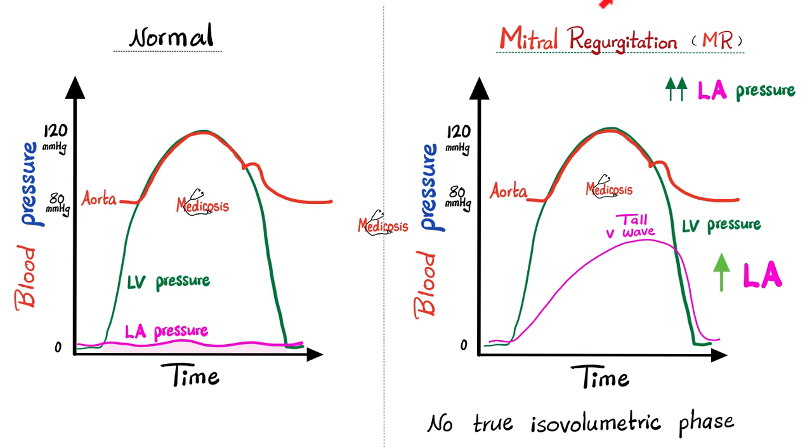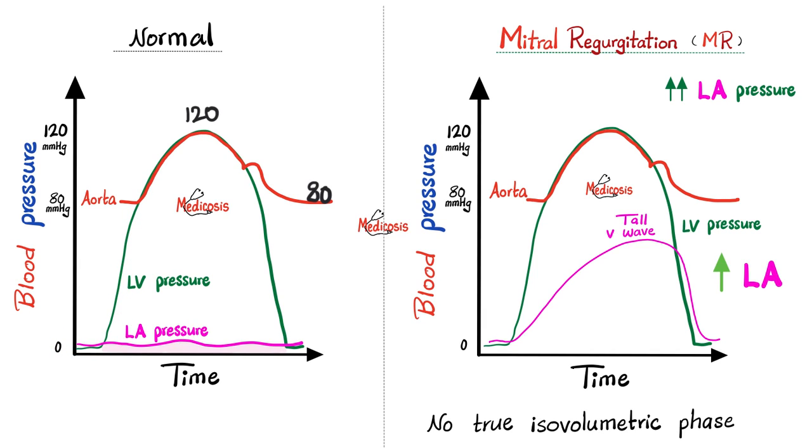Next, what's the effect of mitral regurgitation on the graph that has blood pressure on the vertical and time on the horizontal? Normally, the pressure in your aorta is 120 during systole and 80 during diastole. This red color is the aortic pressure, which is the pressure in the big arteries. How about the pressure in the ventricle, the green color? During systole, it's 120 millimeters of mercury. During diastole, it descends to almost 0.